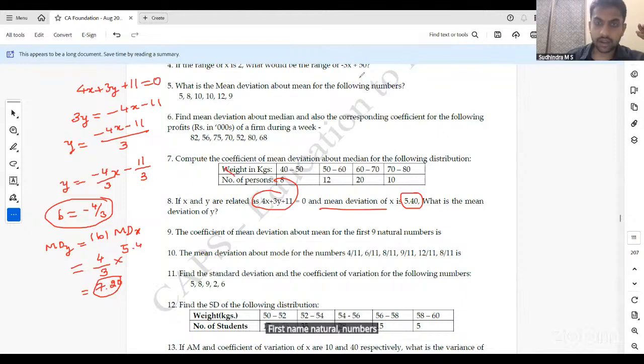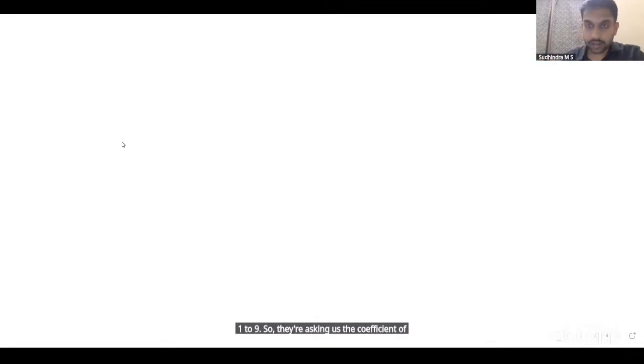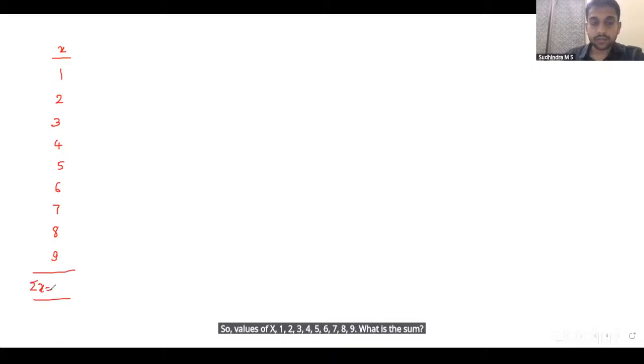Correct, Gitanjali, good. Now, what are the first 9 natural numbers? 1 to 9. So they are asking us the coefficient of mean deviation about what? Mean deviation about mean. So values of x: 1, 2, 3, 4, 5, 6, 7, 8, 9. What is the sum? 9 into 10 by 2, which is 45. What is the arithmetic mean we get? 45 by 9, which is 5.